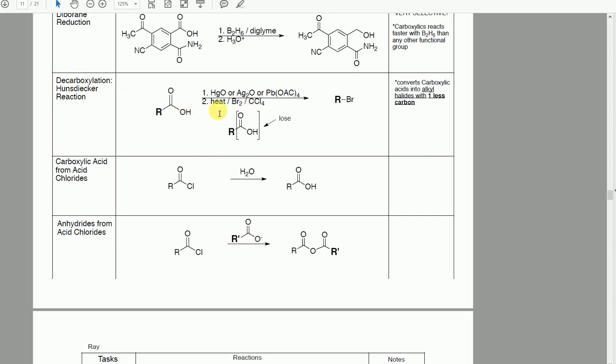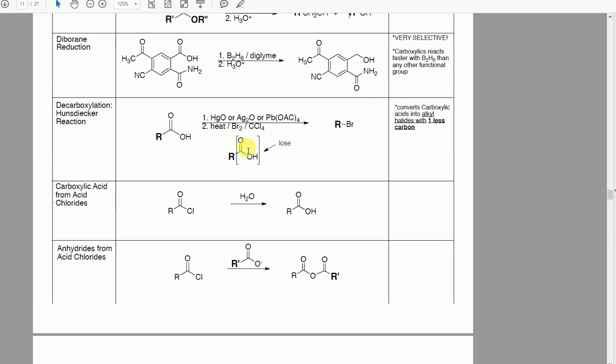This next reaction is just another one that you have to memorize. You need to know that this causes the complete CO2 group, essentially, this carbon with its two oxygens, to be completely removed from the molecule and replaced with a bromine group. So this is completely cut off, and then we get a direct bond to a bromine.